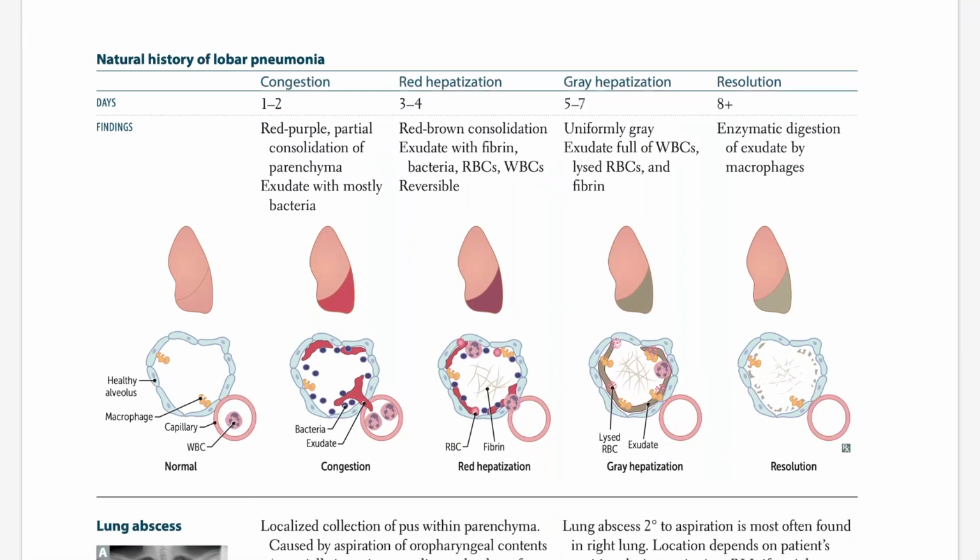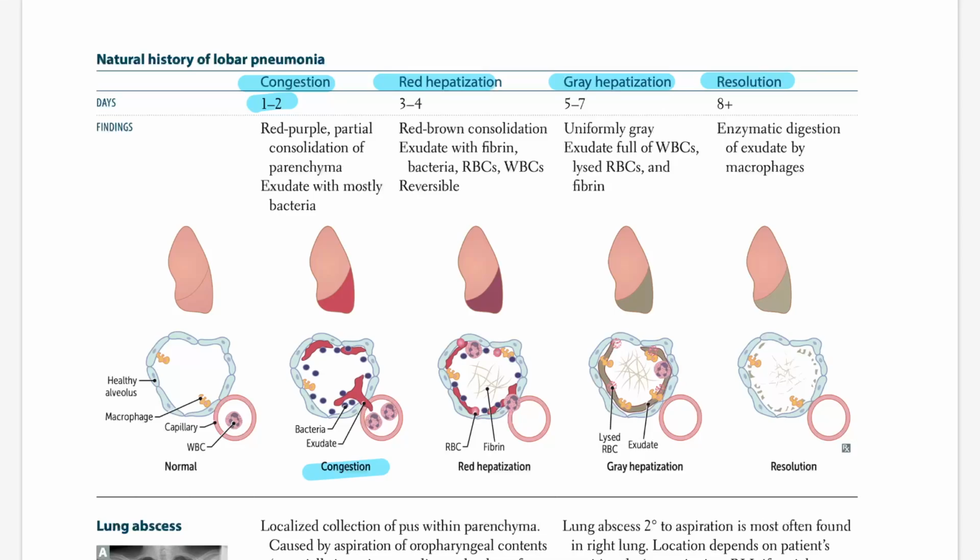Now let's look at the natural history of lobar pneumonia. So as you know, there are some stages of this. You have congestion, then you will have red hepatization, gray hepatization, resolution. In the congestion stage, the day the pneumonia starts is the 1 to 2 days, right? So this is congestion, so let's look at the findings.